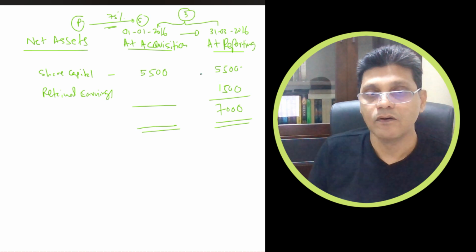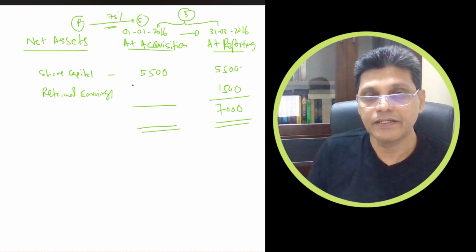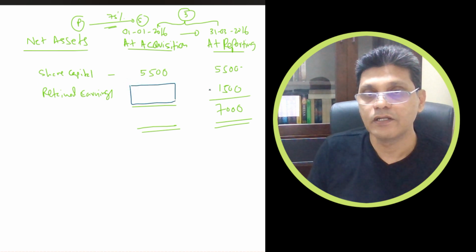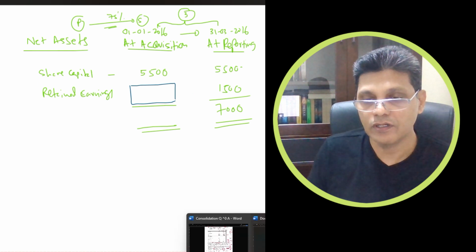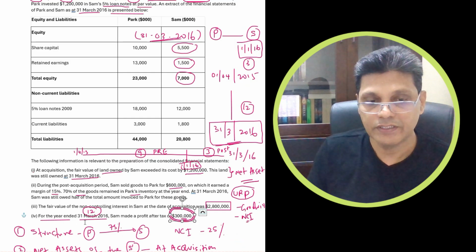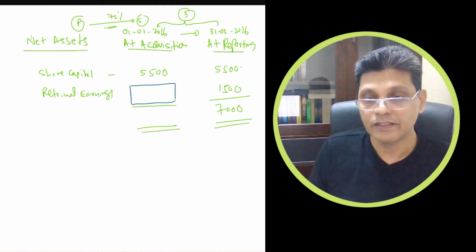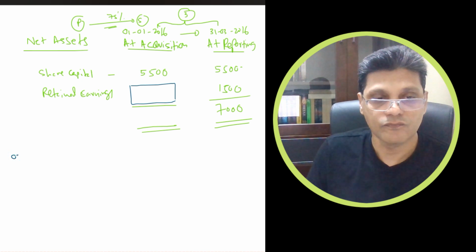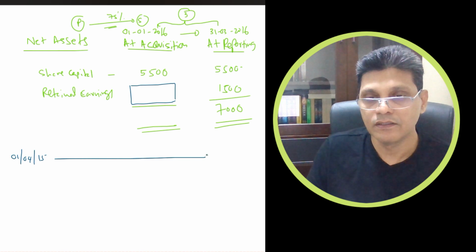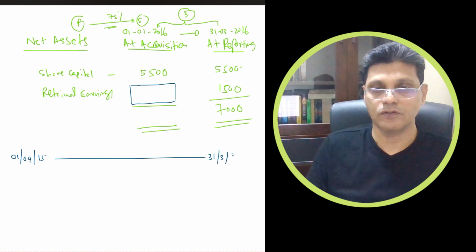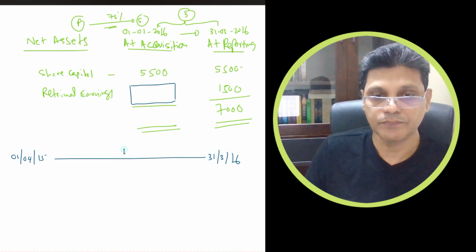Okay, to identify the retained earnings at acquisition, what you should do is, now this is at reporting date 1.5 million. Now you are given that for the year ended 31st March 2016, Sam made a profit of 300,000. This 300,000 is earned from 1st April 2015 until 31st March 2016, so this is for a 12 months period.